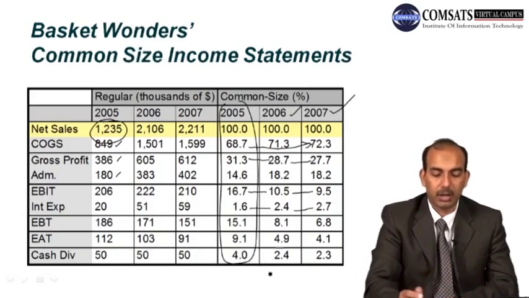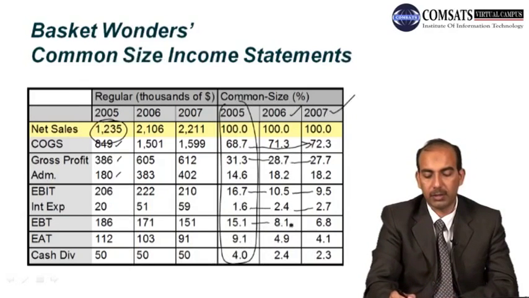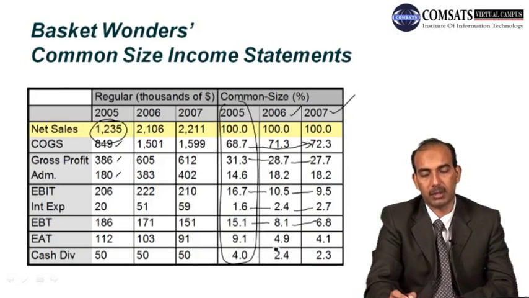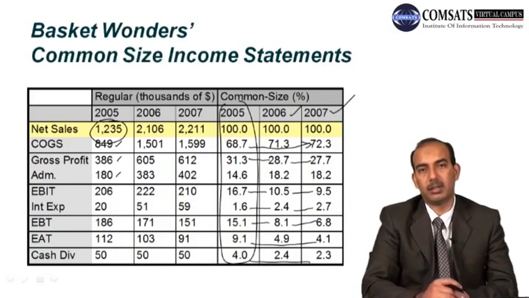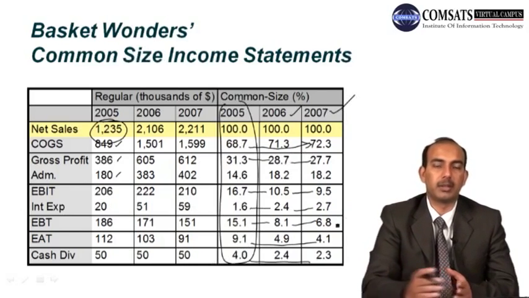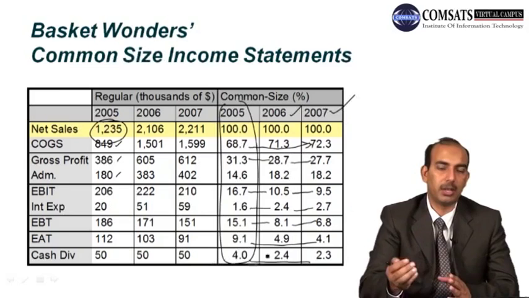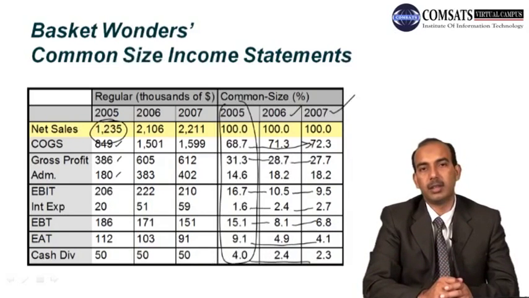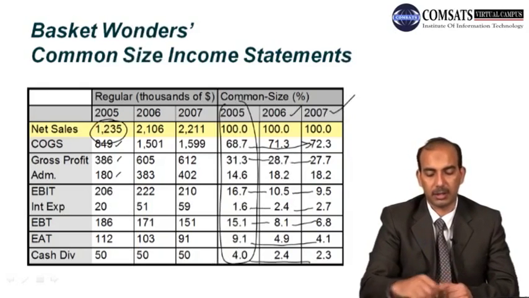And then we have earning before tax. So it is reducing with every year. Like in 2005, it was a good amount of 15.1%, and then it was 8%, and then it is 6.8%. And then earning after tax is also decreasing, and cash dividends are also decreasing. So cash dividends may be decreasing more because it depends on the retained earnings, how much income the company retains for its future investment, that will determine how much dividends are being paid.